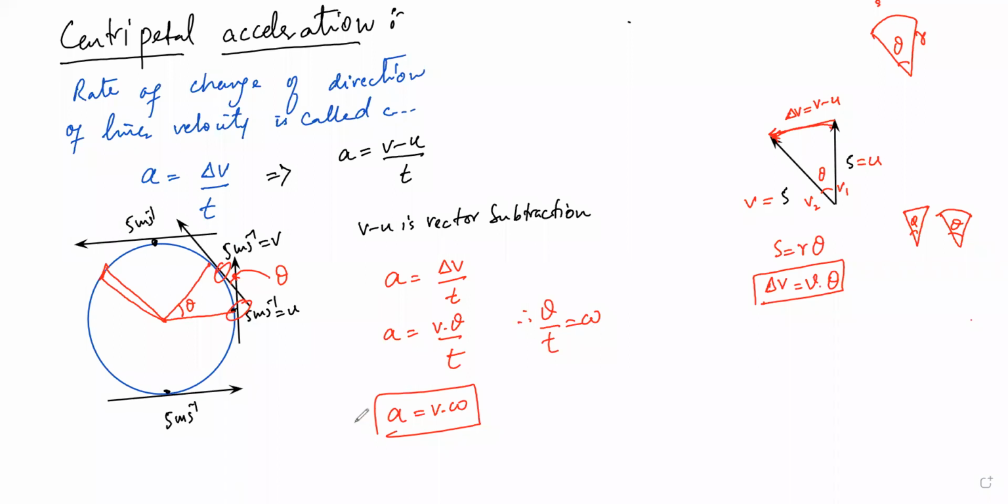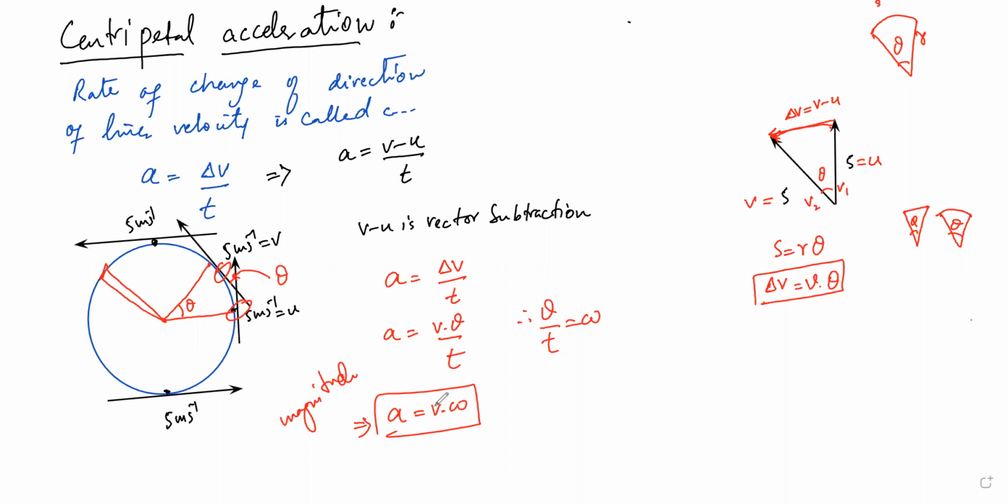Now you only need magnitude. You don't need the direction anymore. V is the magnitude of speed, which is 5 throughout, because you're not using any subtraction or any addition now. So that's why vectors are not needed anymore. You just plug the value of V, which is 5, omega, whatever it is, and you find acceleration.